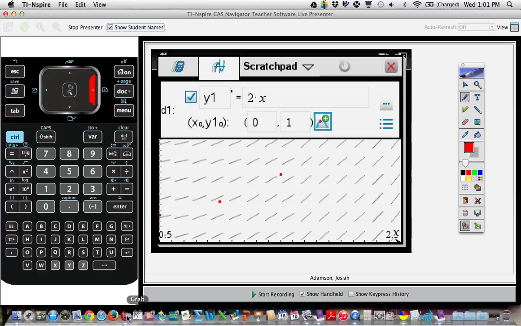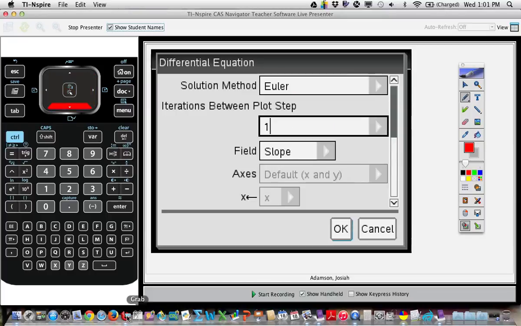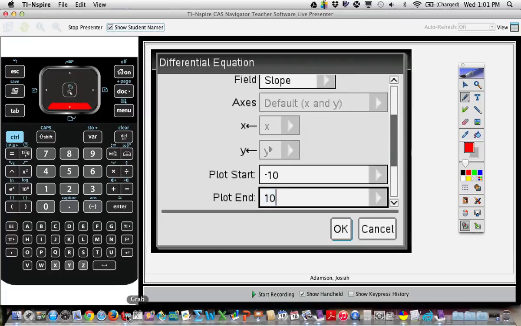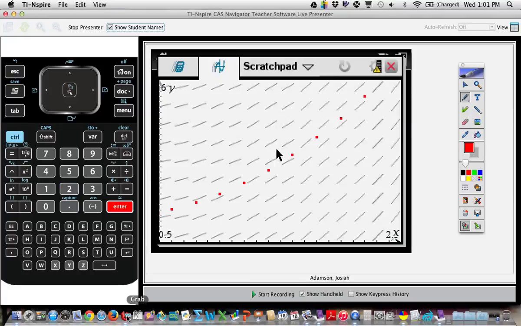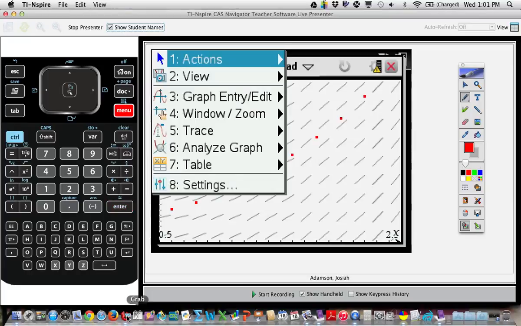So we want to go back to the dots. Our initial condition doesn't change. The differential equation hasn't changed. We're going to go down to the bottom, and we're going to change our 0.5 to a 0.2, which means we should get more points, and they're going to be different now. Go back. Let's trace.